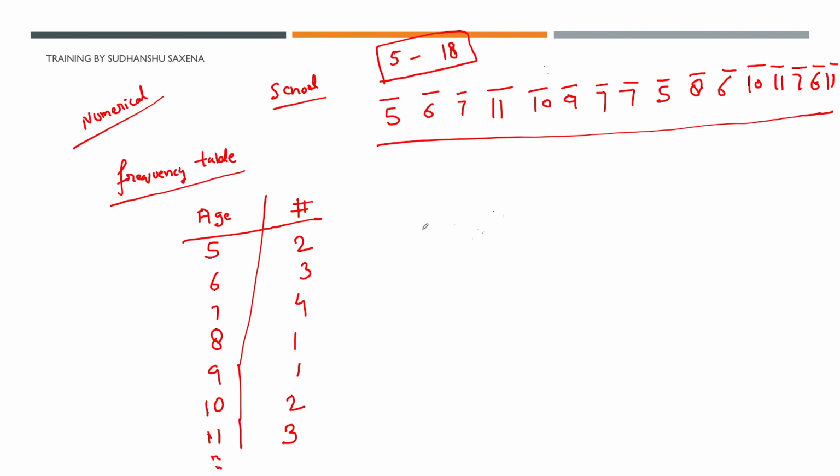Now if you understood this frequency table, I wanted to describe this with a better representation of the data. And what is that better representation of the data? I'll just change the color of it.